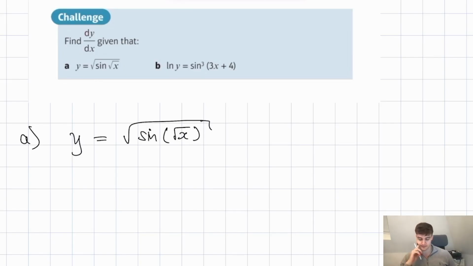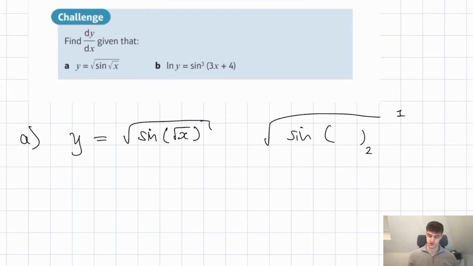So we kind of have three functions going on here. We've got the main square root, that's function 1. We've then got the sine, that's function 2. And then inside of the sine, we have another function of the x, which is the square root. So this is slightly annoying.